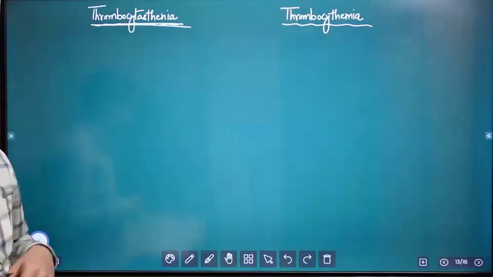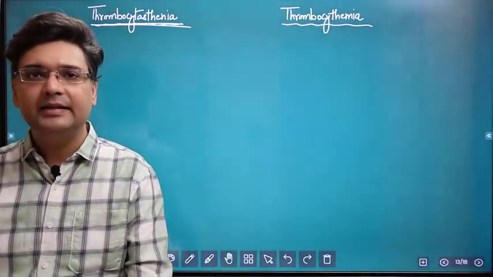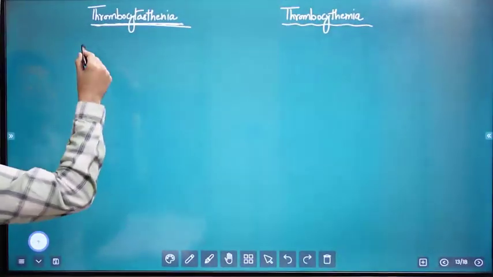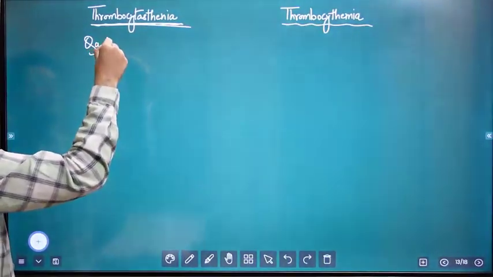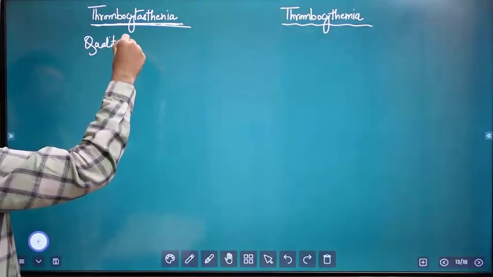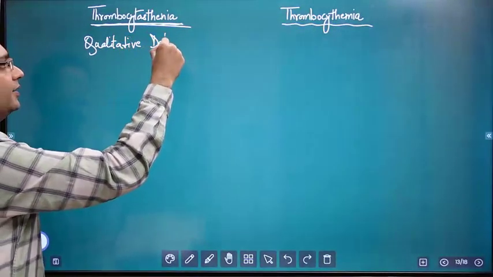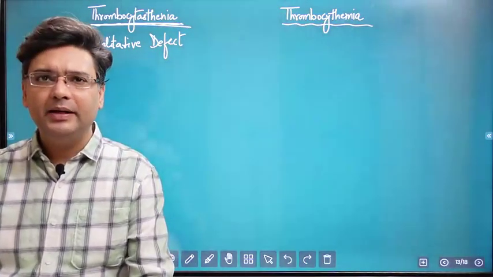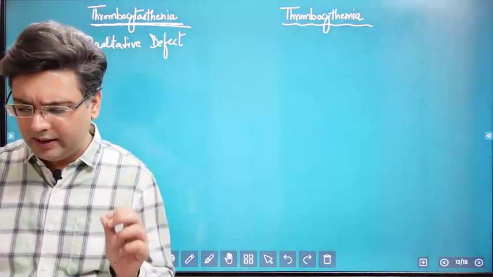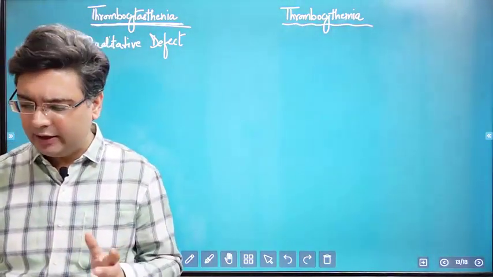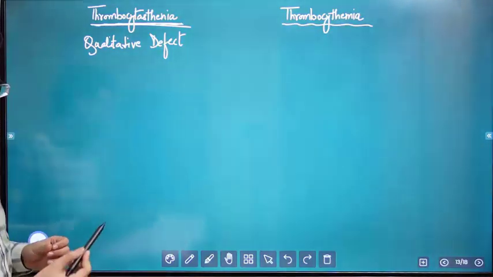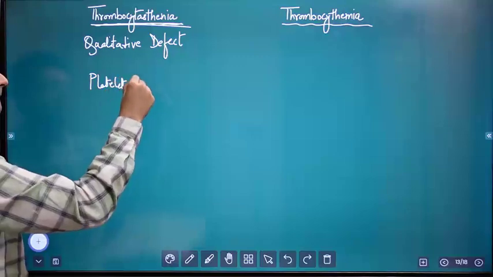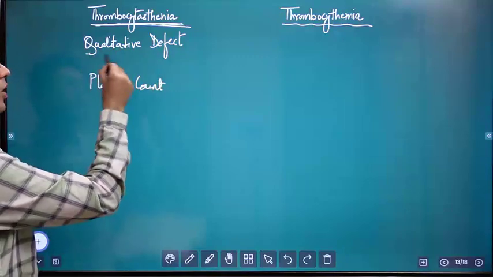thrombasthenia. Thrombasthenia is a qualitative defect in platelets. That means the quality is not good. The platelet count is normal, but the quality is not good.